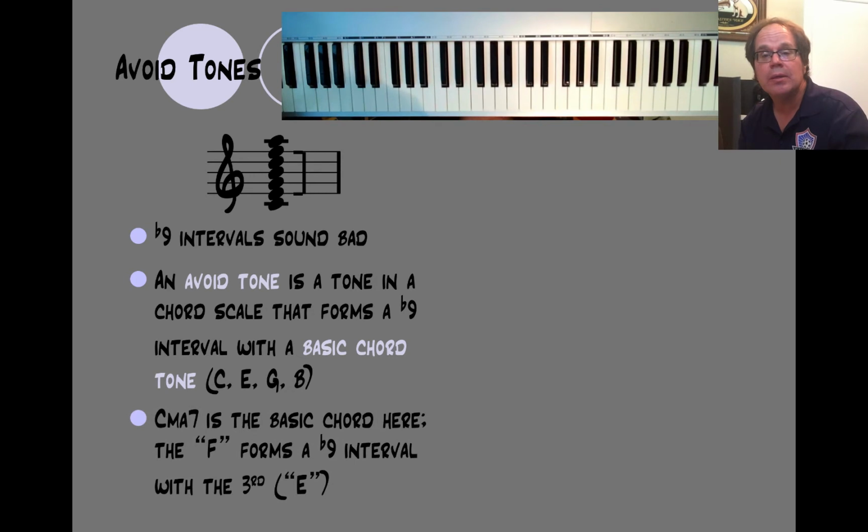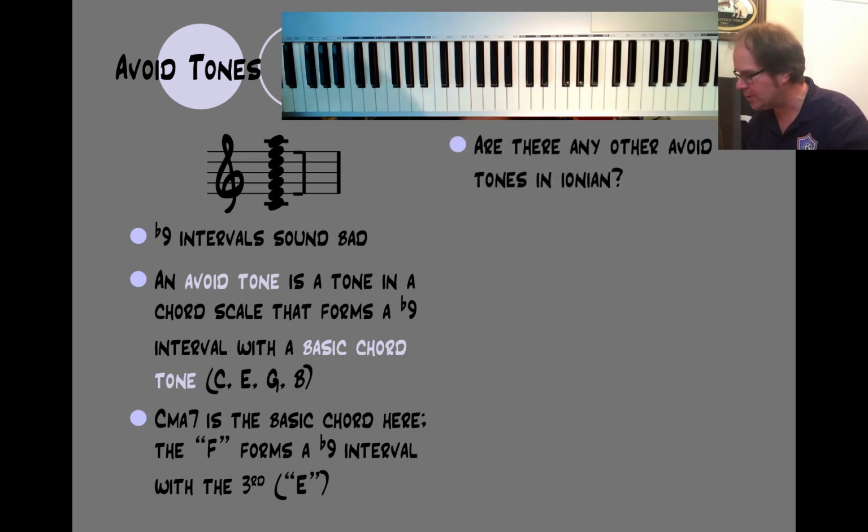Okay. Here's the really funny and weird thing about this. Check this out. Are there any other avoid tones? Let's look at this basic chord again, C major 7. Now in the C major scale or the C Ionian scale, are there any other notes that you could play that would form a flat 9 interval with one of these basic chord tones? Well, let's go up the scale. There's the root. That's forming a half step with this note here, and that's not so bad.